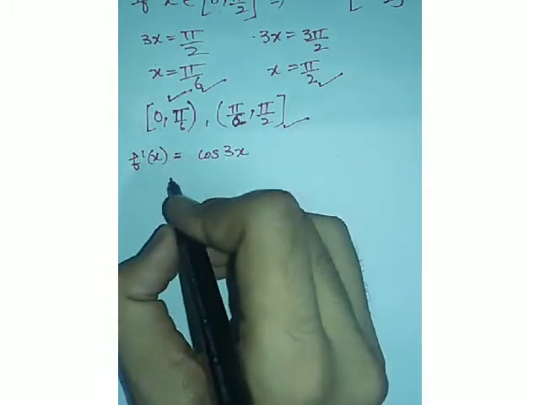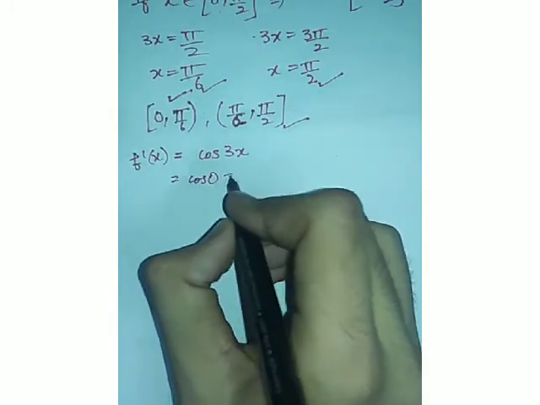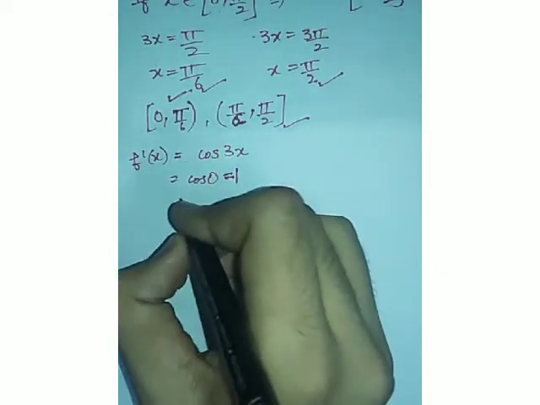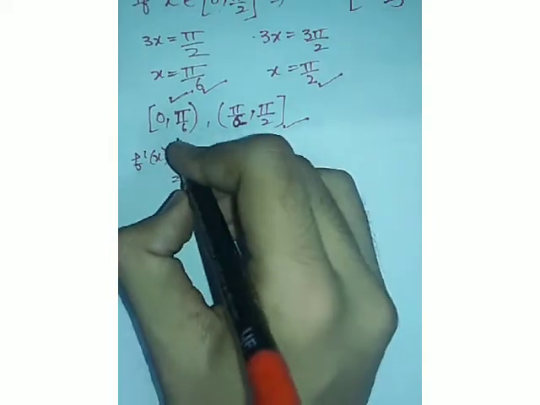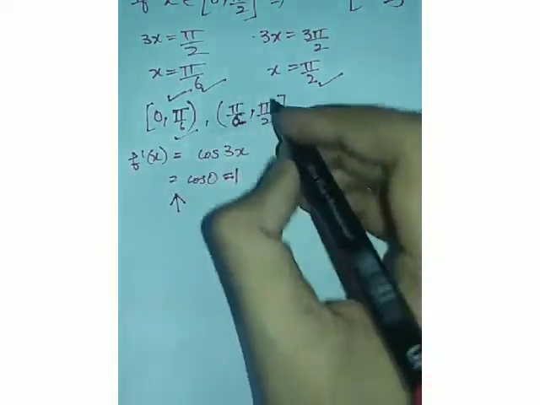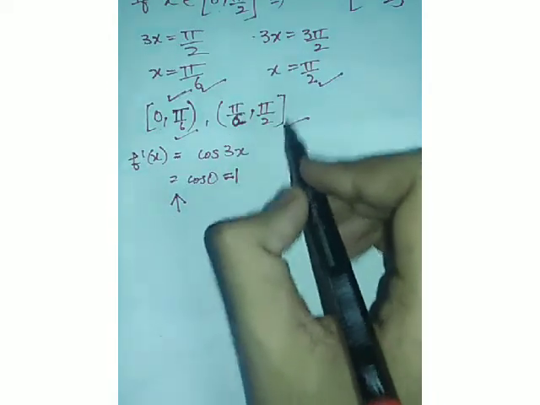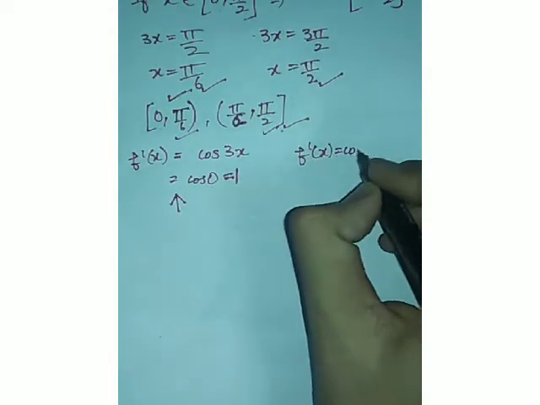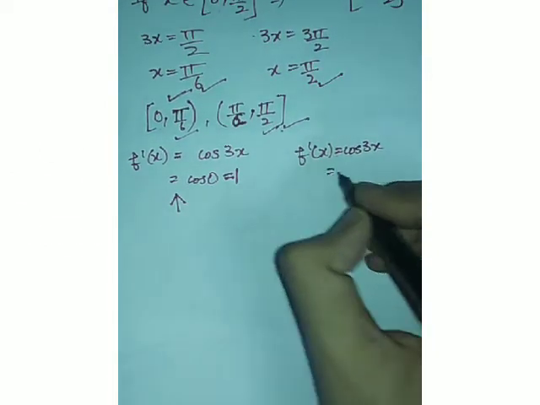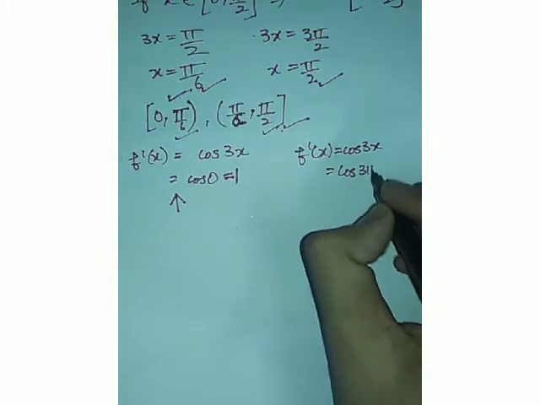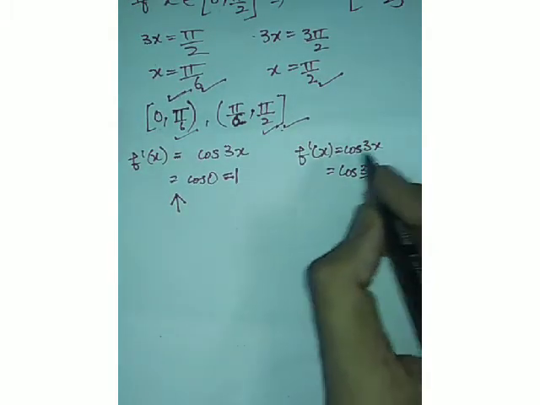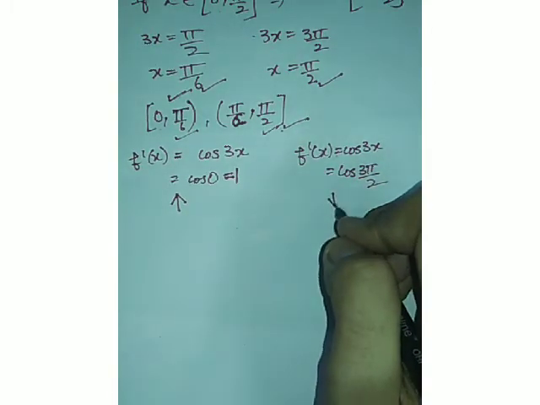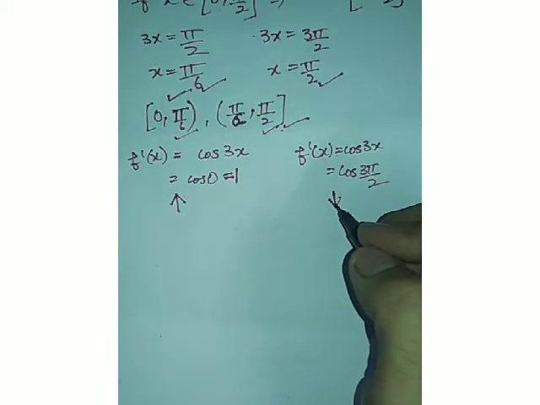So for x equals 0, what will you get? Cos of 0, which will be equal to 1. It's positive, f dash x is greater than 0. It means the function is increasing on this interval. Now consider this interval, and again we cannot consider pi by 6, but we can consider the value pi by 2. Now f dash x is cos of 3x, and when x is pi by 2, the value will be cos of 3 pi by 2, and we know that cos 3 pi by 2 is negative. It means f dash x is less than 0. It means the function is decreasing on this interval.